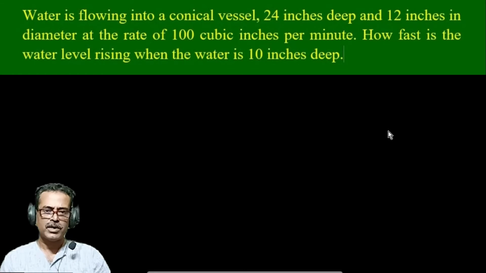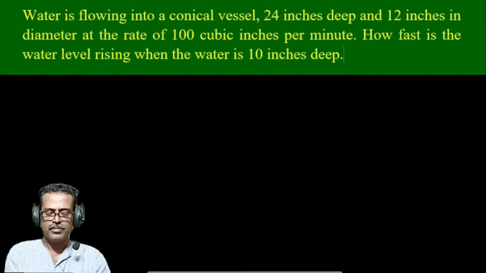Okay. Water is flowing into a conical vessel 24 inches deep and 12 inches in diameter at the rate of 100 cubic inches per minute. How fast is the water level rising when the water is 10 inches deep?